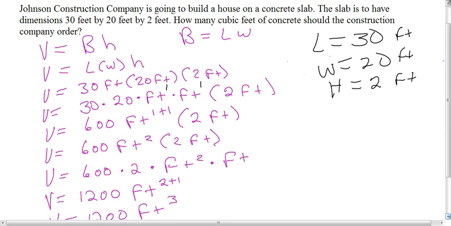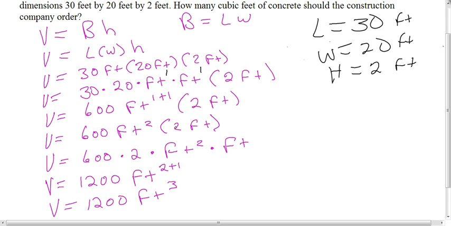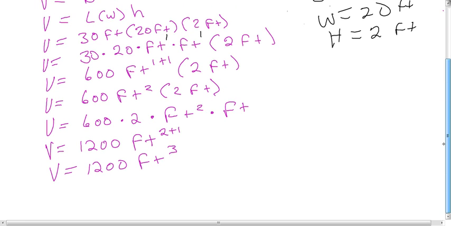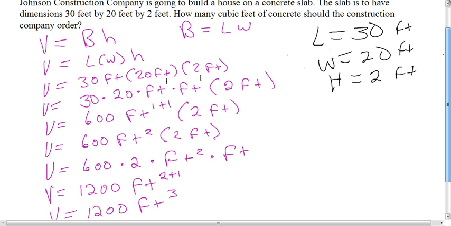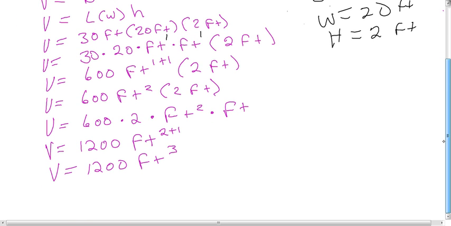Now as I go on down, I need to multiply my 600 feet squared times my 2 feet. I'm going to take my coefficients, 600 and 2, and multiply those, and I'm going to take my feet squared times my feet, and what I have is feet to the 2 plus 1, which gives me feet to the third power, and 600 times 2 will give me 1200. So the actual cubic feet of concrete that's needed will be 1200 feet cubed.